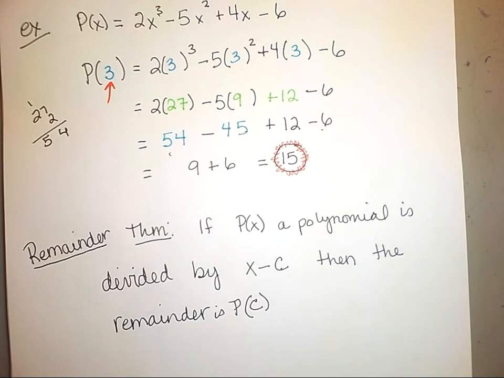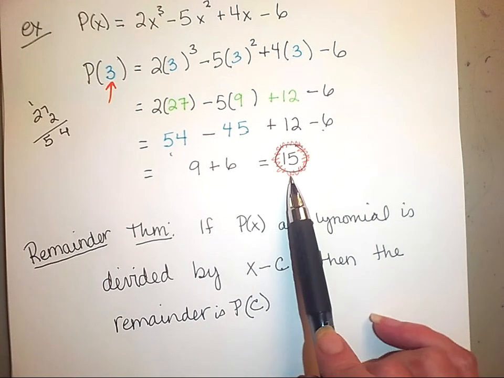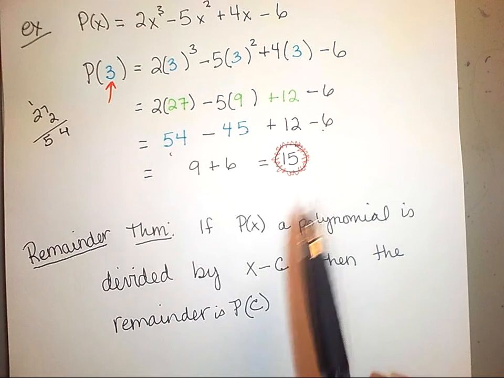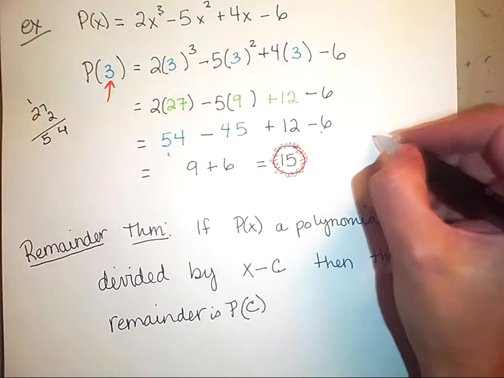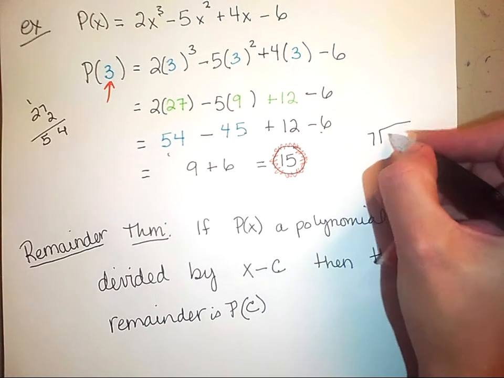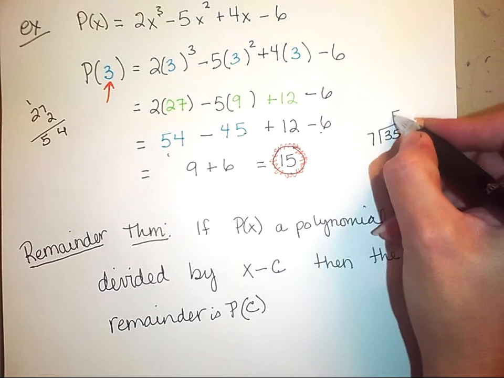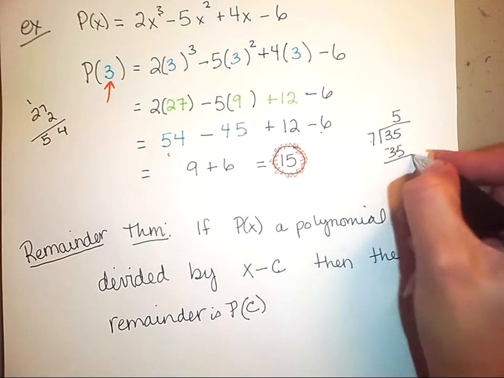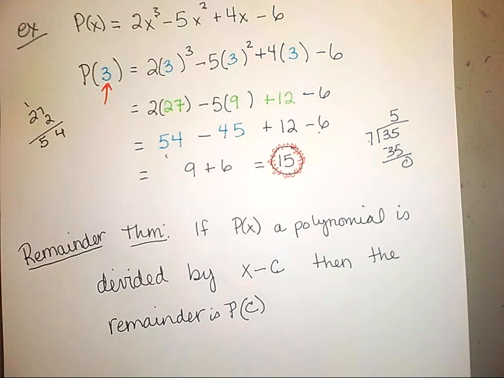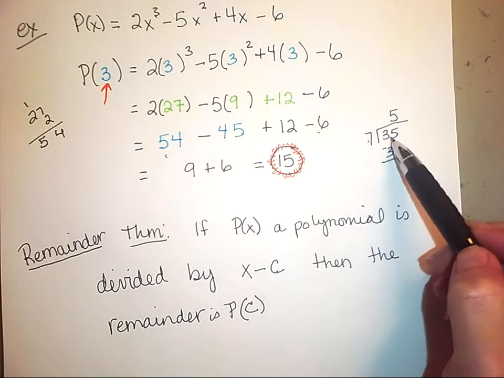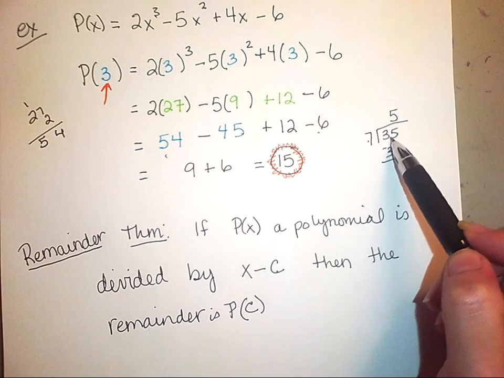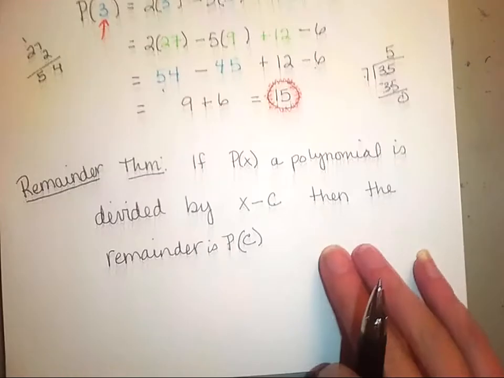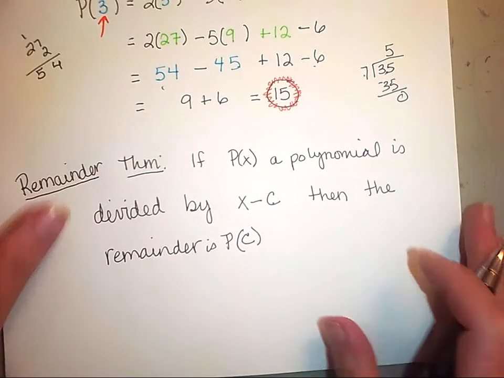Okay. So why is this going to be helpful for us? I mean, it only tells us what the remainder is, and that may not be helpful. But it is helpful in one specific case. Let's remember that if I had to take 7 and divide it into 35, I would say the answer is 5. 5 times 7 is 35, and the remainder is 0. That's because 7 is a factor of 35. So where the remainder theorem becomes very helpful is when we're looking at the factor theorem.